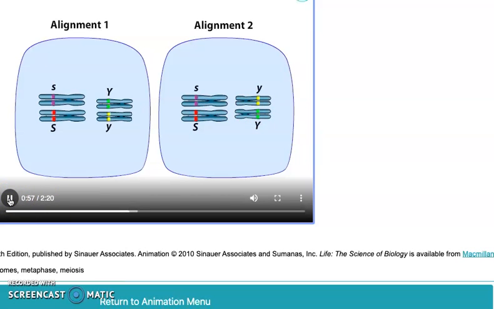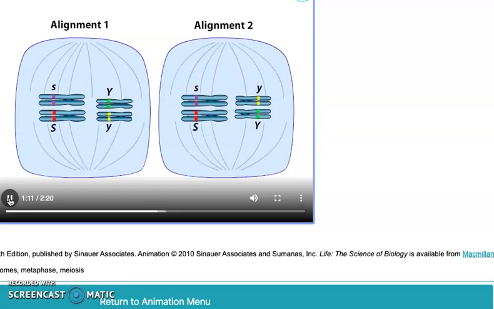Cell may adopt alignment 1, in which the little s and the big Y alleles end up in the same daughter cell. Or the cell may adopt alignment 2, in which the little s and big Y alleles end up in separate daughter cells.